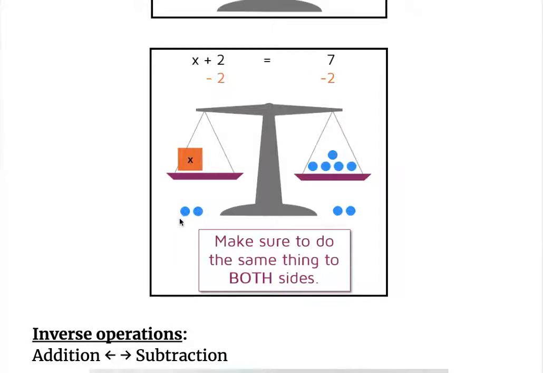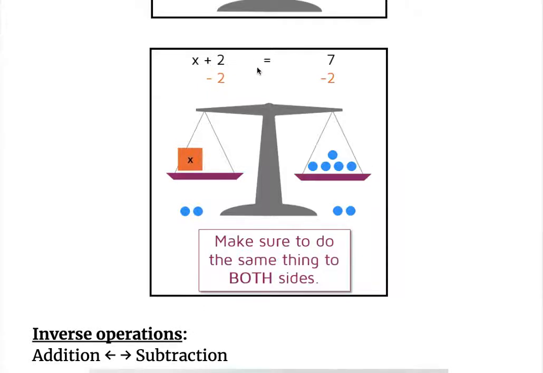Now, since we did the same thing to both sides, we subtracted 2 marbles, they're back to being equal. And then we can clearly see, hey, this one box x is actually the same weight as 1, 2, 3, 4, 5 marbles. So it must be that there are also 5 blue marbles inside box x. So that's how you can get your answer. The answer would be 5.